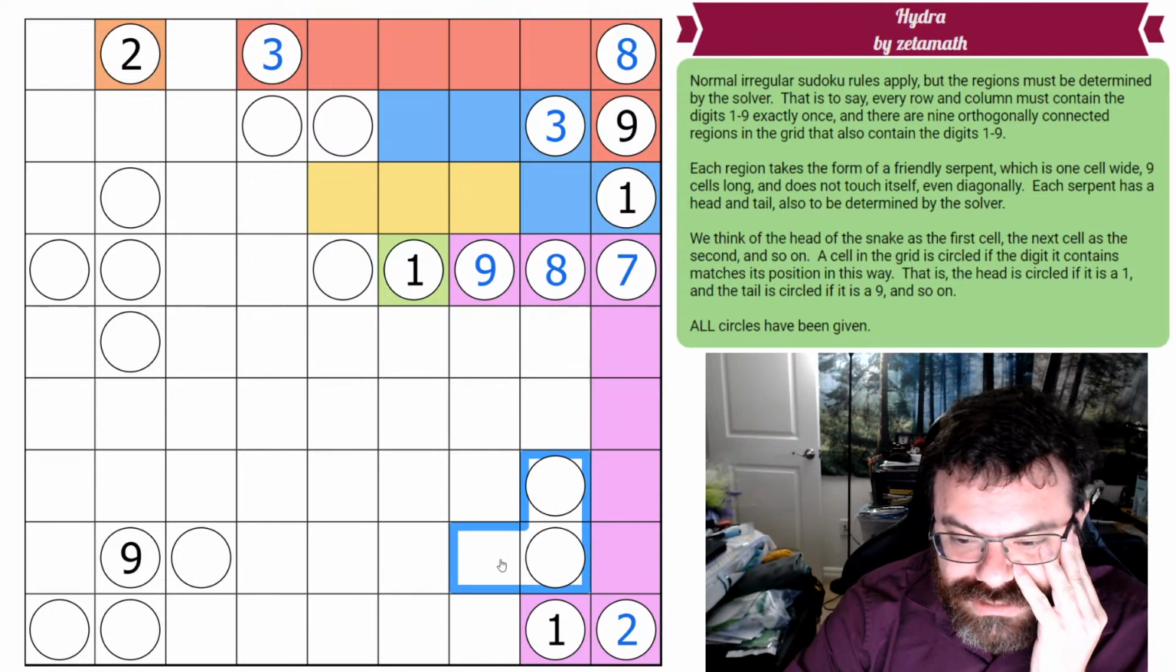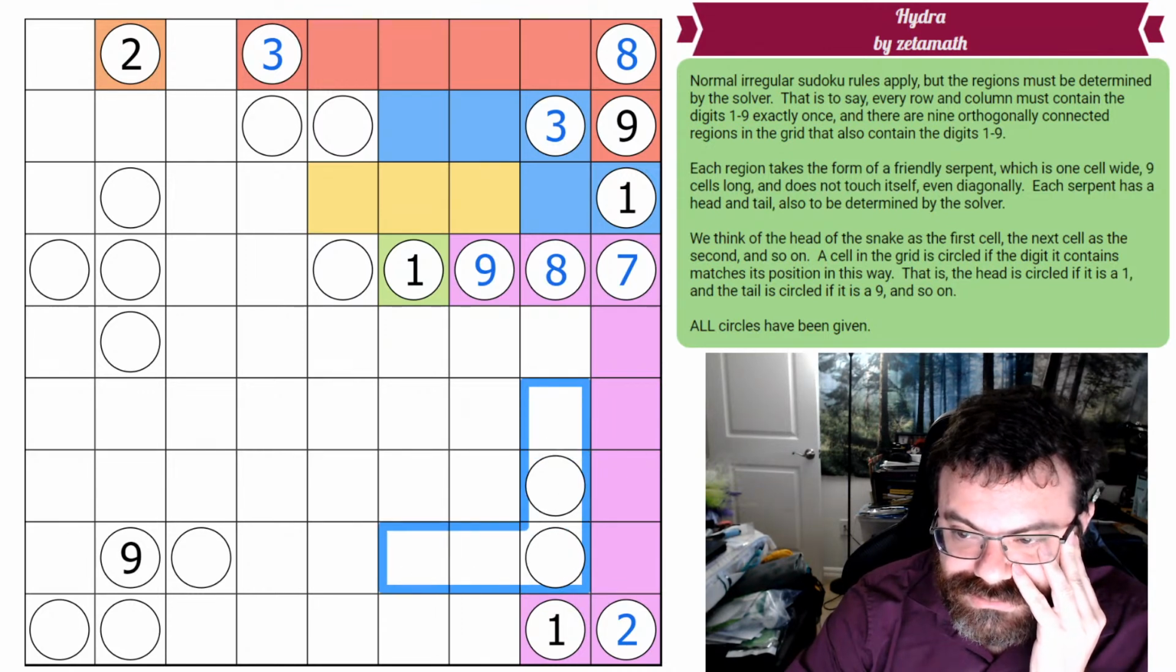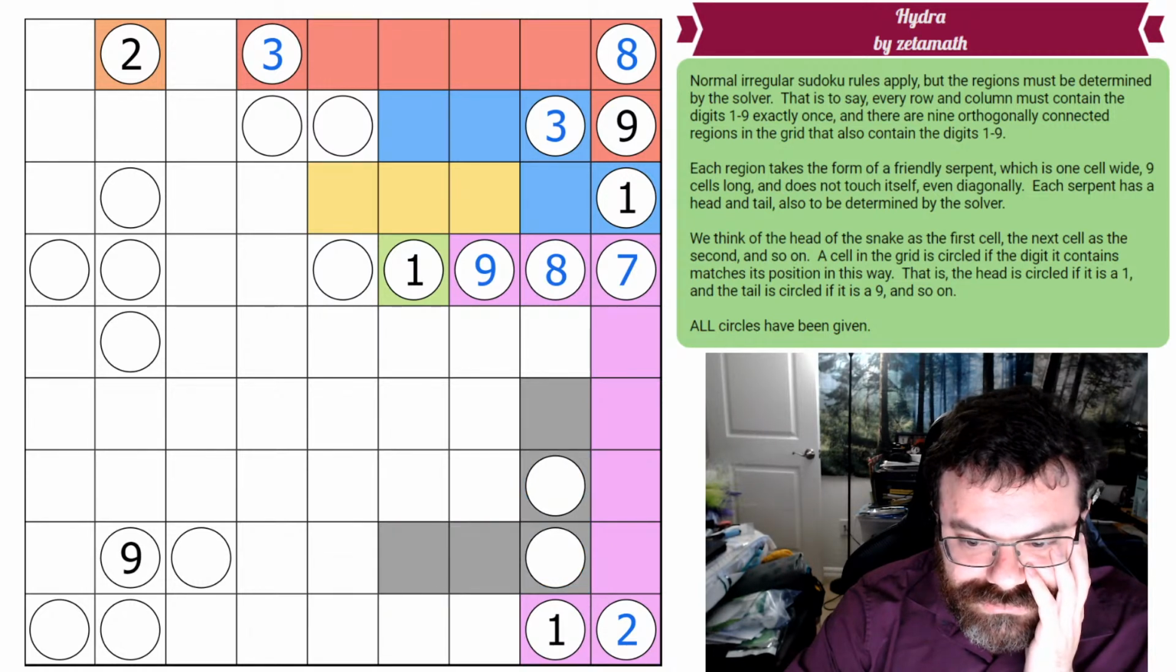There's a snake that kind of... See, can this be... No, this can't be the beginning or end of a snake. So there's going to be a snake that curves like this. Let's make it gray. I guess we don't technically know it has to keep going. But it does take this corner.